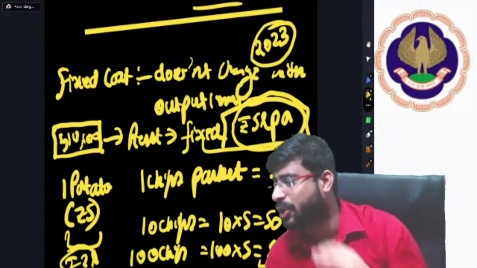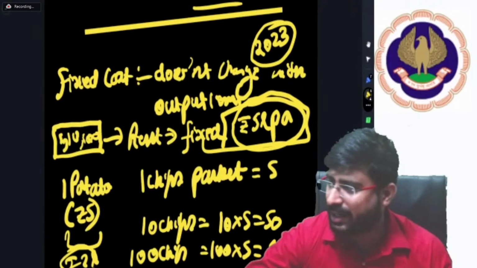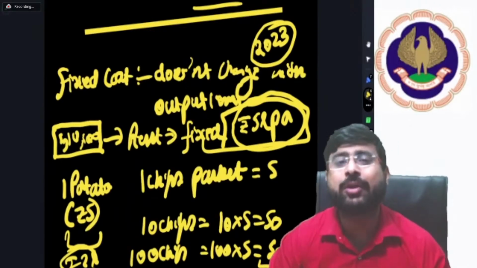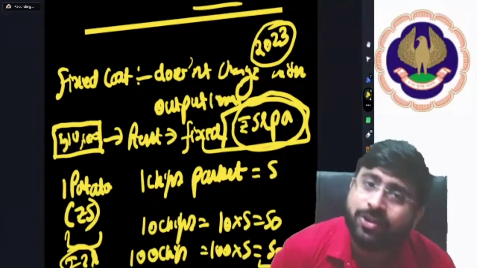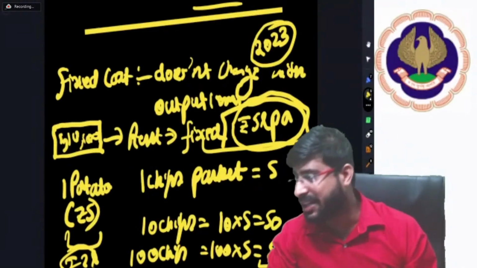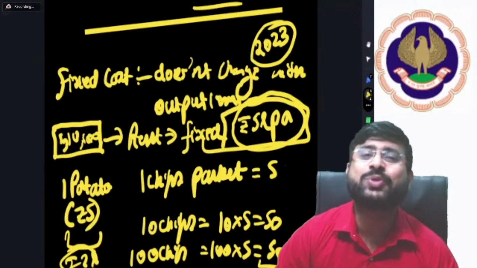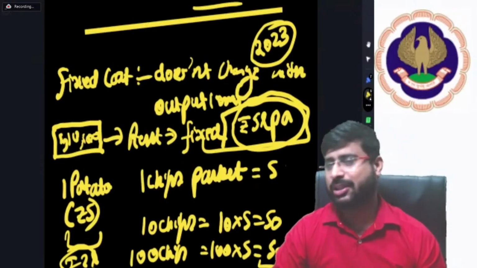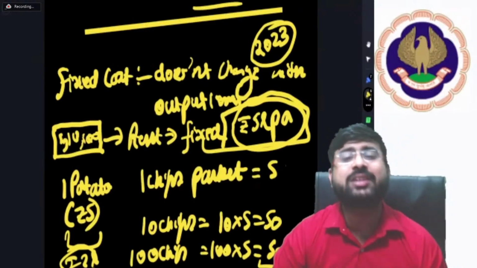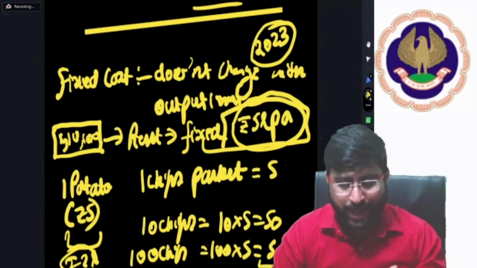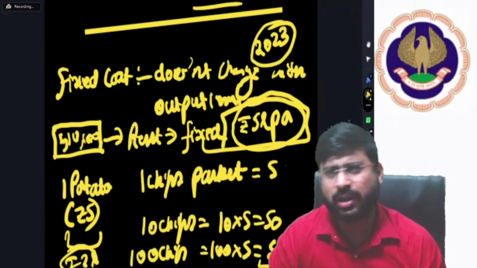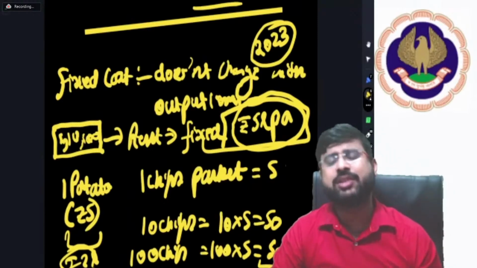So that is fixed cost. Okay, so please write down, everyone. The cost that does not change with output level is called fixed cost, and the cost that changes with output level is called variable cost. I hope you have understood it. I'll explain it in Hindi also.